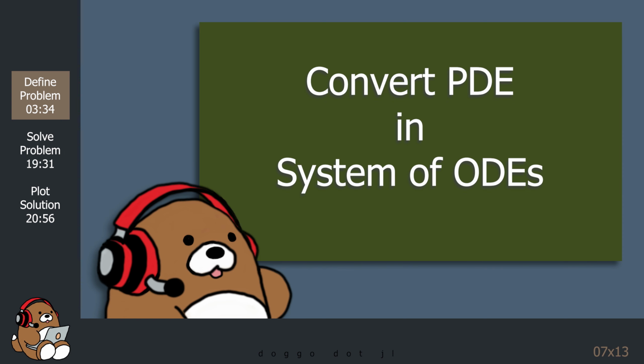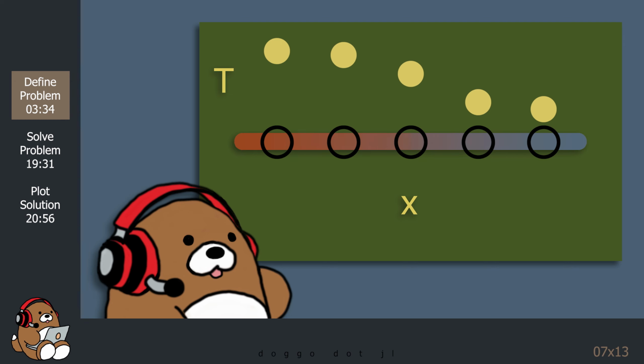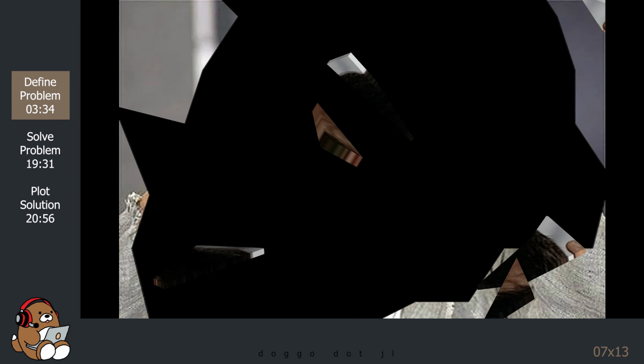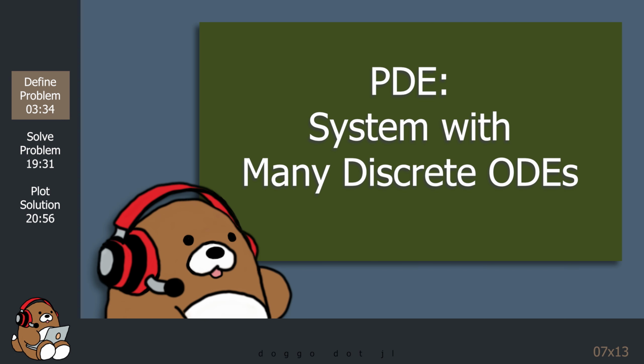So in theory, in order to solve this problem, you would need to repeat this process for an infinite number of times. Conceptually, you can think of a PDE as a system of differential equations with an infinite number of ODEs. But for practical purposes, you don't need to do this for an infinite number of times. You only need to repeat this process for enough times to give you a reasonable approximation of the solution.